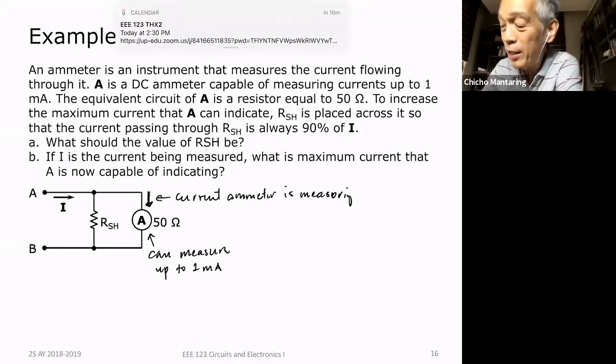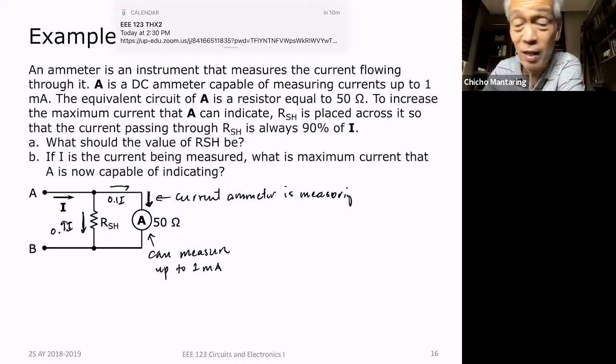Now, what I want to do is increase the current that this can indicate. And to do that, I put a resistor, we call it a shunt resistor, across the ammeter. In this particular case, I want 90% of I, so 0.9 I, to always flow through the shunt. So what flows through the ammeter is always only 0.1 of I. So what we measure is just 10% of this particular current. For that to happen, what should the value of R shunt be, if the ammeter is equivalent to a resistance of 50 ohms?